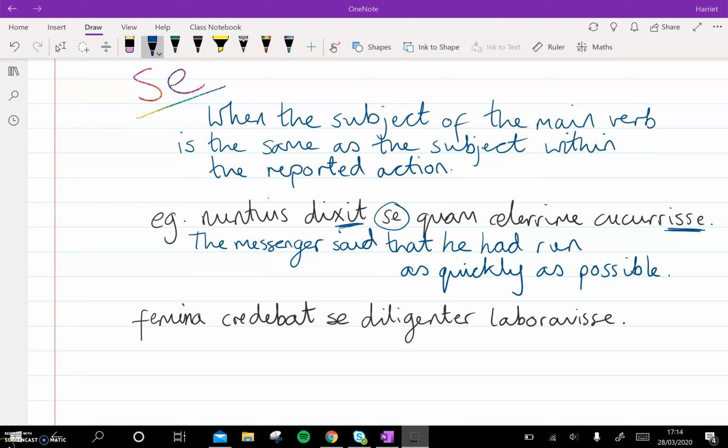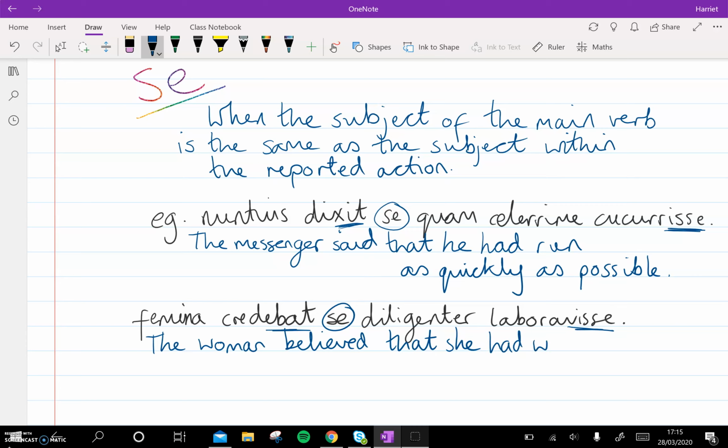Okay, have a look at this one. So this time we've got the woman believed, pop in that. Okay, and then here's our accusative. It always refers back to the doer of the verb. In this case, it's a woman, so it's not going to be he, it's going to be she. Perfect infinitive with a past tense verb. Had worked carefully.